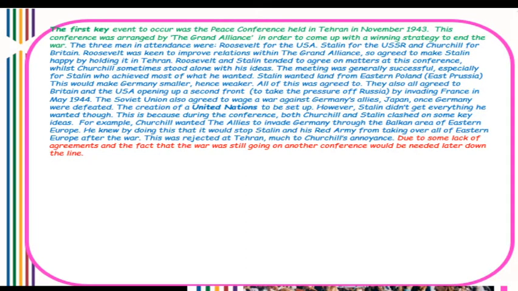So this little red bit at the end is going to be my link to the next section. So due to some lack of agreement and the fact that the war was still going on, another conference would be needed later down the line. So that's my link. I'm saying, as I've done my disagreements last in that paragraph, I'm basically summing up saying due to those disagreements, and the fact that the war was still in full flow, there's still 2 more years of the war to go, they were going to need another conference further down the line to discuss what was going to happen with Germany.